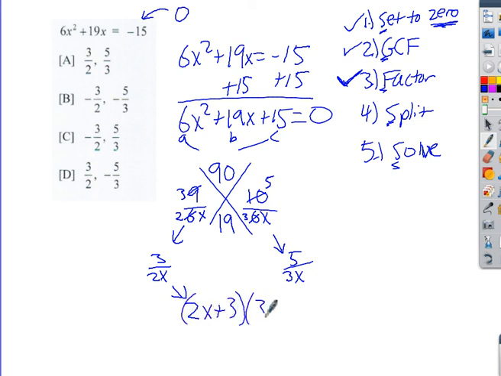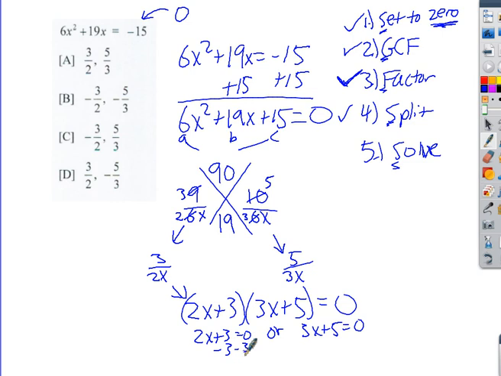Now we are going to split these and solve them. So 2x plus 3 equals 0, or 3x plus 5 equals 0. Minus 3 to both sides. 2x equals negative 3. Divide by 2. X equals negative 3 halves, or minus 5 and minus 5. So 3x equals negative 5, and dividing by 3, so x equals negative 5 thirds.